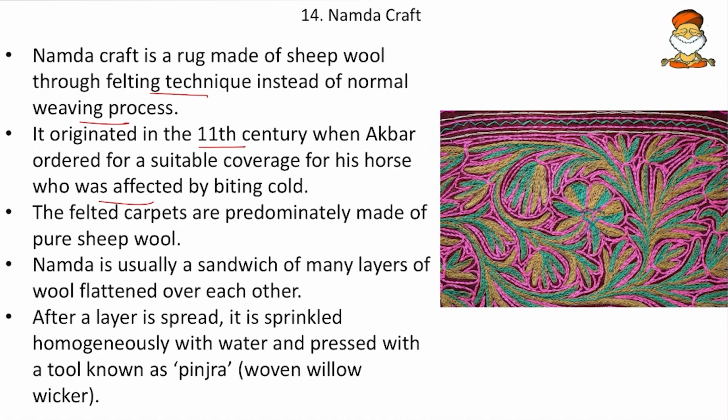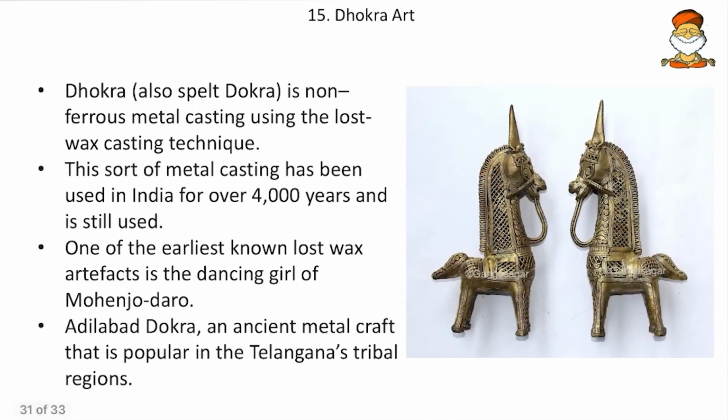Then the felted carpets are predominantly made of pure sheep wool, and Namda is usually a sandwich of many layers of wool flattened over each other. And after a layer is spread, it is sprinkled homogeneously with water and pressed with a tool known as pinjra. Layer after layer it is pressed, and this is how the Namda craft is made. Friends, even now that woolen rug is the pressed one, not the woven one. So remember Namda craft here.